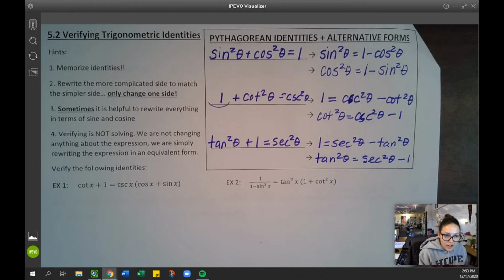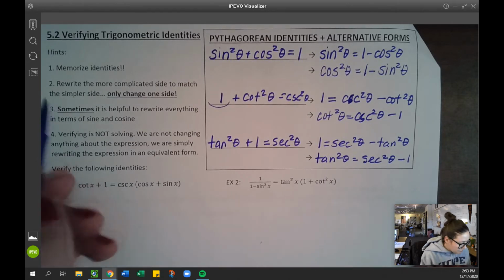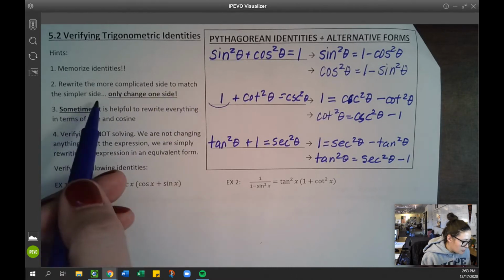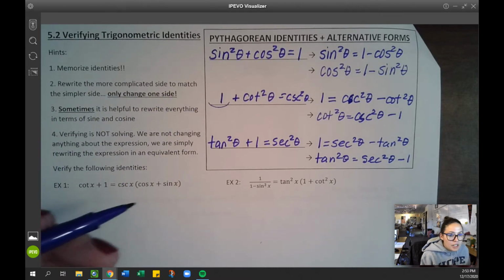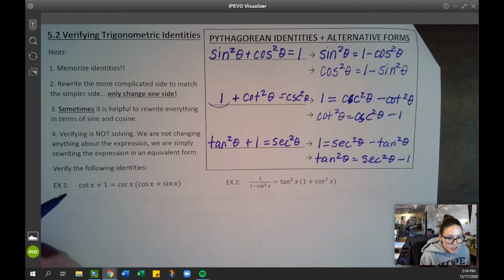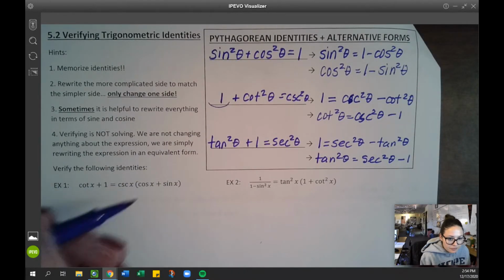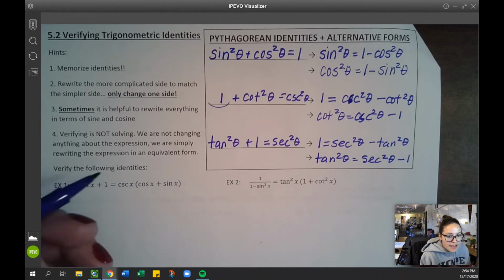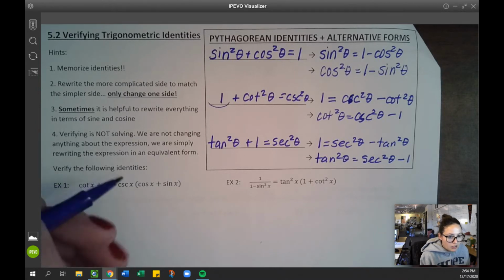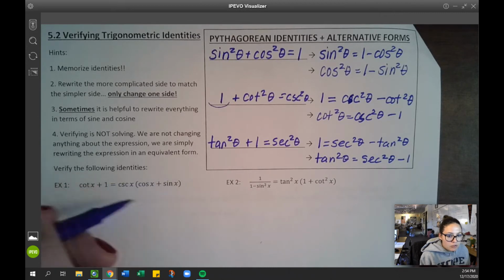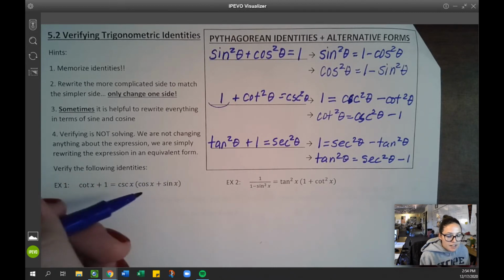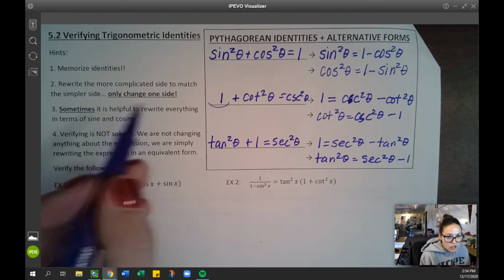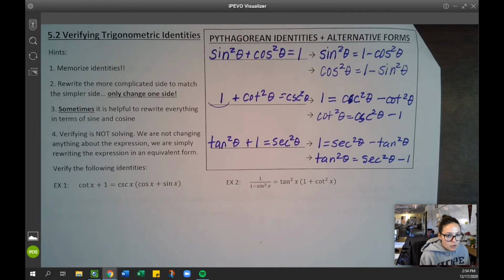When we are verifying identities, you rewrite the more complicated side to match the simpler side. Basically, we're only going to change one side. So we are going to leave cotangent plus 1 alone, and we are going to move stuff around here, simplify stuff, until we can get this side to match that side. We're only going to change one side of the equal sign.